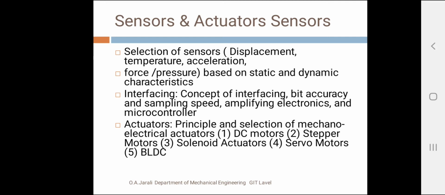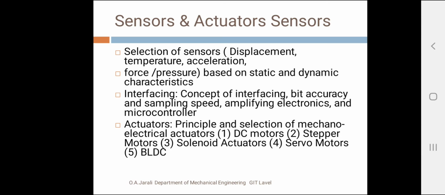So we know a sensor is nothing but a transducer used in mechatronic systems, in automation. With different characteristics and functions of sensors, the selection of a sensor is very important. For displacement, temperature, acceleration, force and pressure, based on the static and dynamic characteristics, accordingly we are going to select different types of sensors.